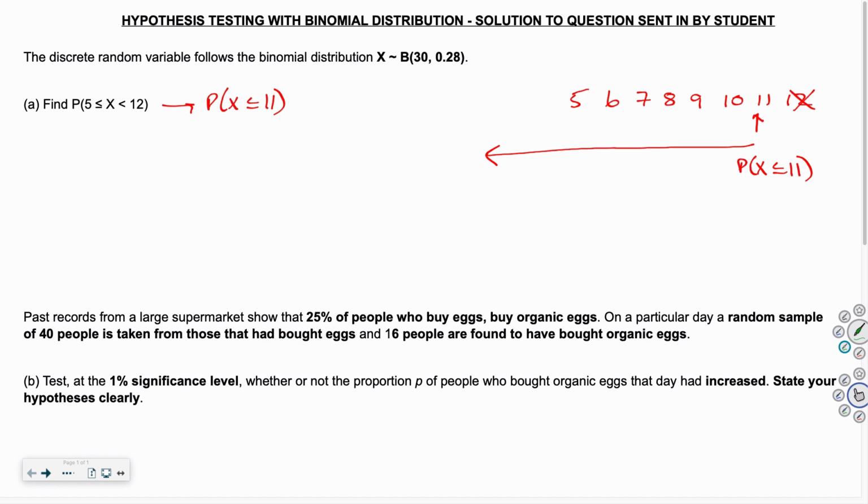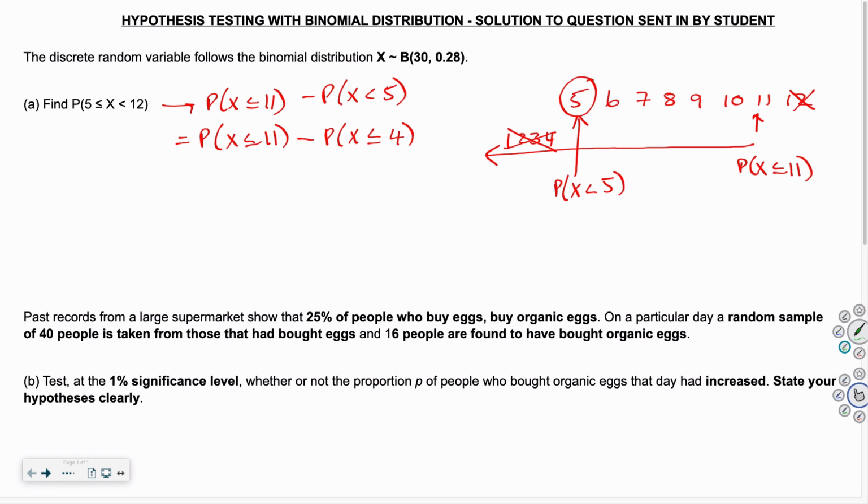But the probability of X being less than or equal to 11 is all of these numbers and 4, 3, 2 and 1. And we don't want to include these numbers either. So we need to look at the 5 and take away the probability of X being less than 5. So, minus the probability of X being less than 5. But we need to convert all of these into less than or equals. The probability of X being less than or equal to 11 is okay, but the probability of X being less than 5, we can say is the probability of X being less than or equal to 4.